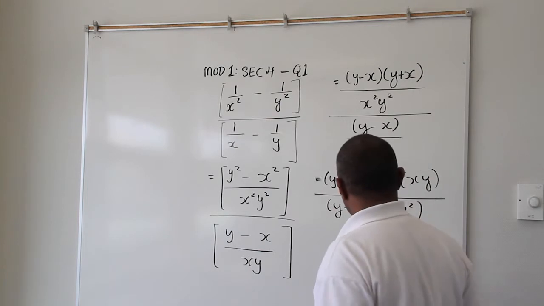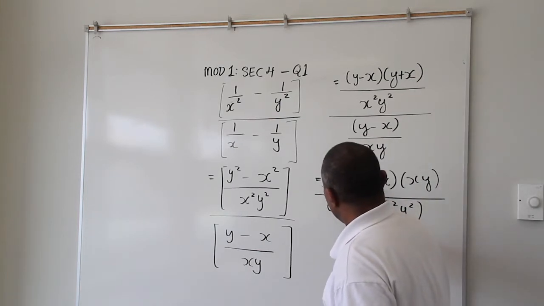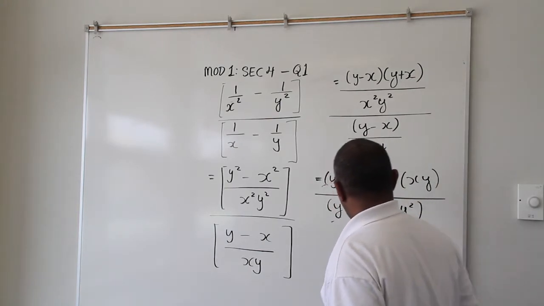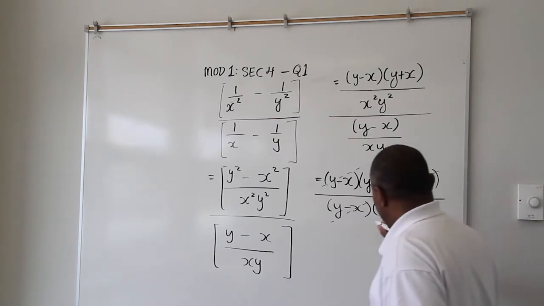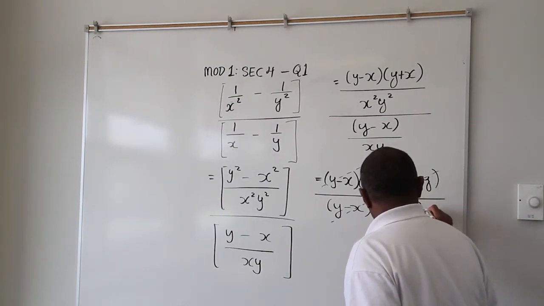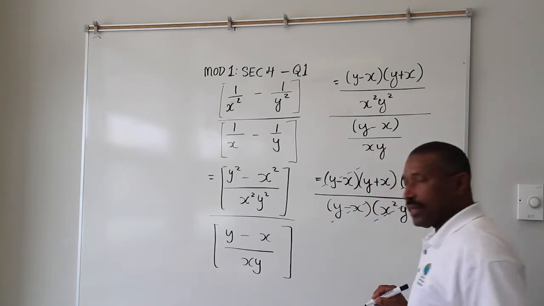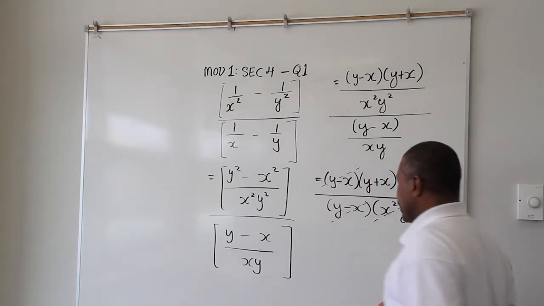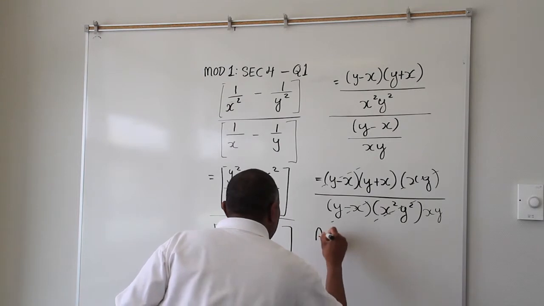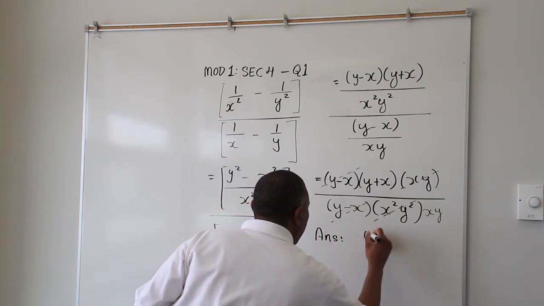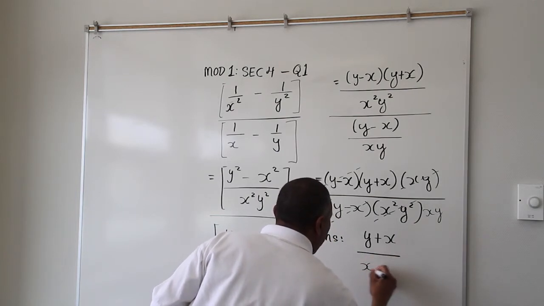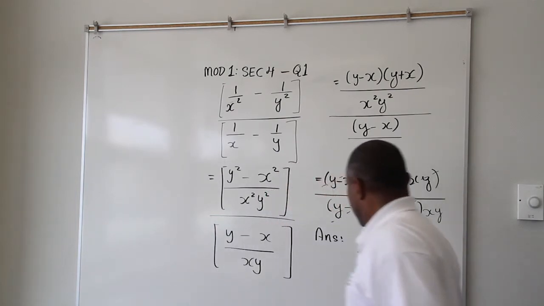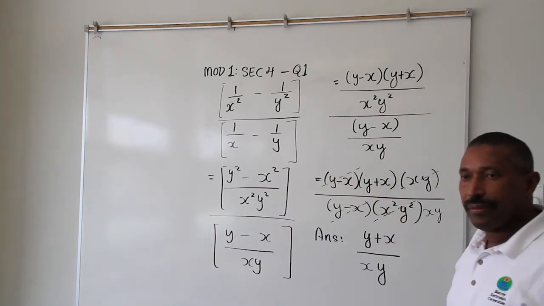Now take a look. What do you see? You can cancel, and you have one term in xy, which will cancel one of these, leaving you with an xy to the side, and you've got your answer. So we would have y plus x divided by xy. And there is your answer in factored form.